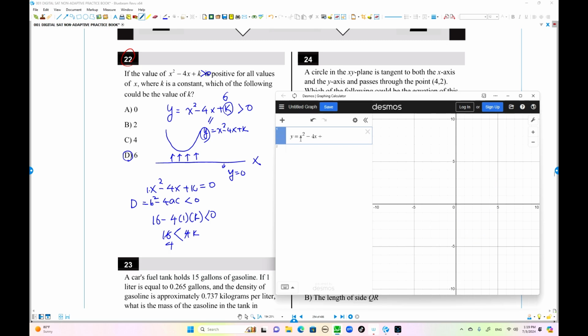If we have k as 0, you have two x-intersections, right? At this time, between 0 and 5, the value of y is negative. Increase k to 2, still two intersections, and at 4 still one point, right? One intersection. So for k greater than 4, the graph is above the x-axis, and the value of y is always greater than 0. That is number 22.